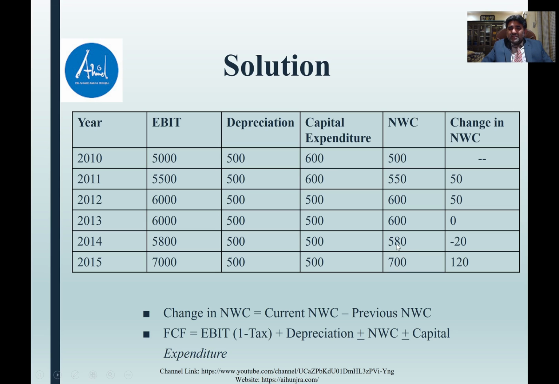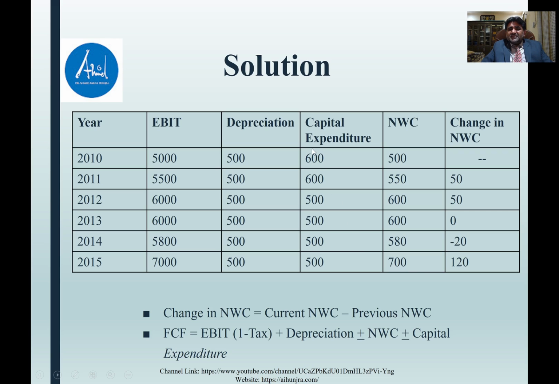Look at here. Last year in 2014, net working capital was 580 and in 2015 it is 700. 120 is increased, and this is the business requirement. To meet the business requirement of $120, you will then have the free cash flow. Obviously it will decrease the free cash flow. So in simple words, when change in net working capital is positive, we will subtract in the formula. If change in net working capital is negative, we will add in the formula.